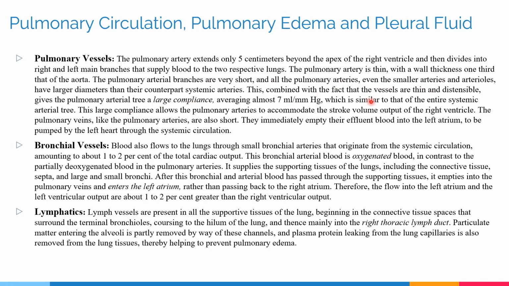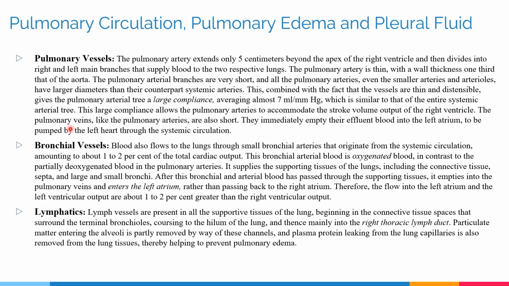This, combined with the fact that the vessels are thin and distensible, gives the pulmonary arterial tree a large compliance, averaging almost 7 milliliters per millimeter of mercury, which is similar to that of the entire systemic arterial tree. This large compliance allows the pulmonary arteries to accommodate the stroke volume output of the right ventricle.